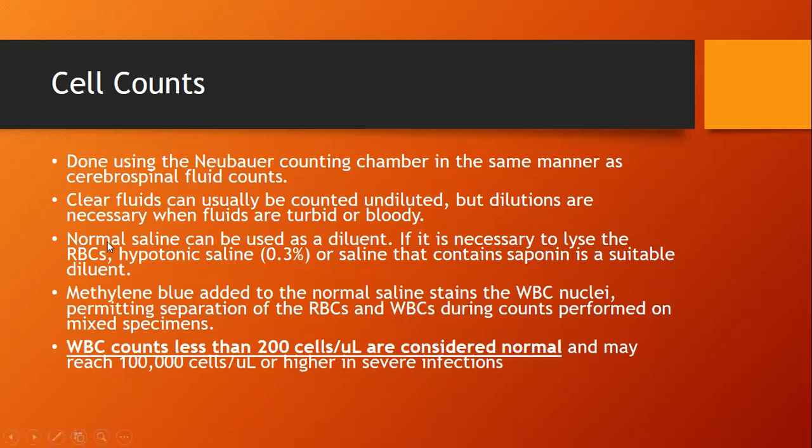Okay? Normal saline may be used as a diluent. If necessary to lyse red blood cells, hypotonic saline or saline that contains saponin is suitable. You may opt to add methylene blue to the diluent to stain WBC nuclei to facilitate counting. And usually WBC counts less than 200 cells per µL are considered normal. It may reach up to 100,000 or higher in septic states or infection.